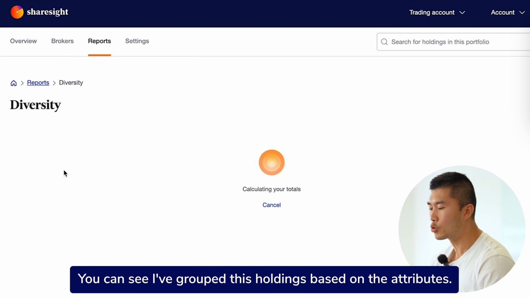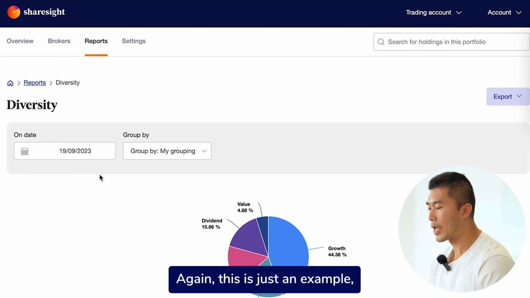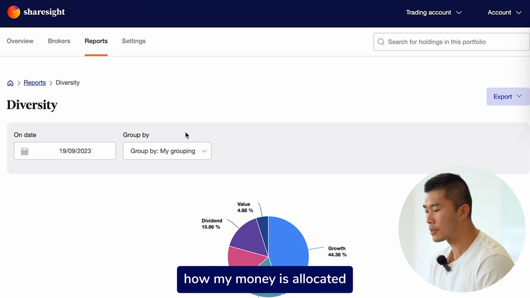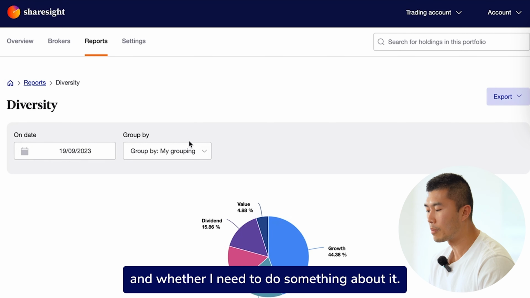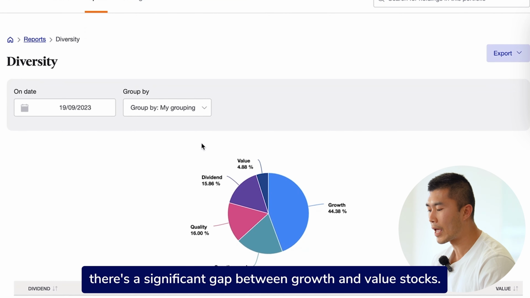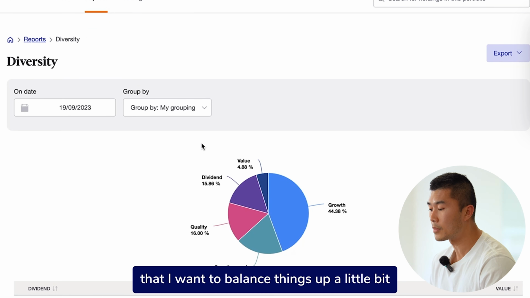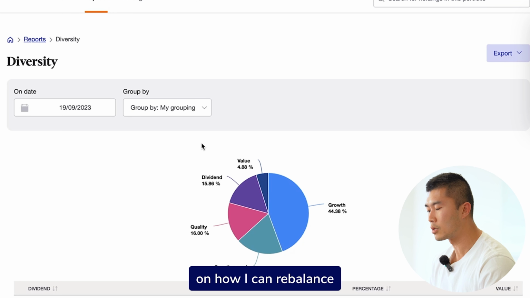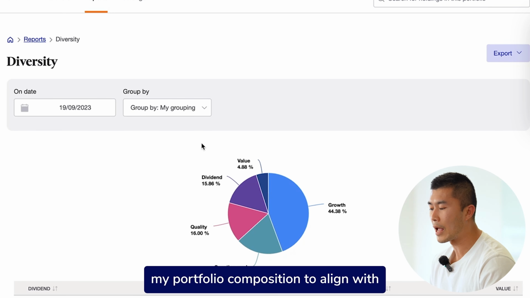You can see I've grouped these holdings based on their attributes. Again, this is just an example. So this makes it easier for me to understand how my money is allocated and whether I need to do something about it. So for example here, I might think there's a significant gap between growth and value stocks that I want to balance things up a little bit. Custom group gives me a crystal clear picture on how I can rebalance my portfolio composition to align with my long-term financial goals.